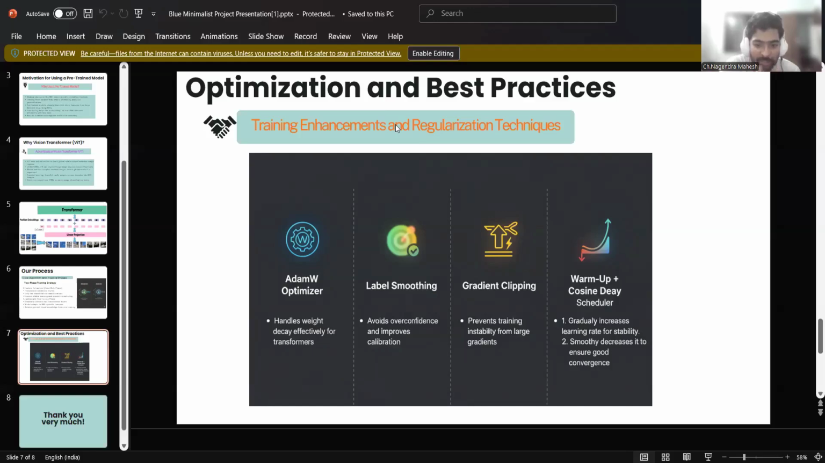So another thing is label smoothing. Instead of giving labels like 1 or 0, label smoothing slightly softens them. This actually improves the generalization much better.